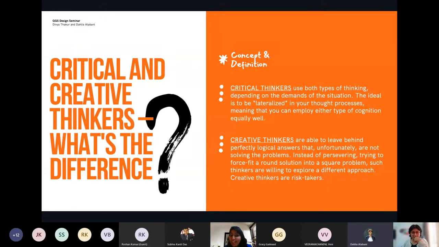Creative thinkers. Roshan sir has explained it very well, that creative thinkers are those who think from different perspectives and come up with a lot of ideas, who are able to leave behind perfectly logical answers that unfortunately are not solving the problems. Instead of trying to force fit a round solution, they will think from different perspectives, and such thinkers are willing to explore a different approach. Creative thinkers are kind of risk takers. They will take a lot of initiatives and come up with different ideas, whether correct or wrong.